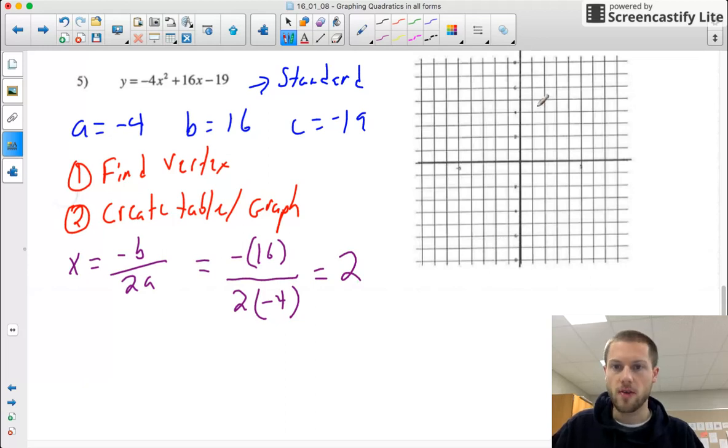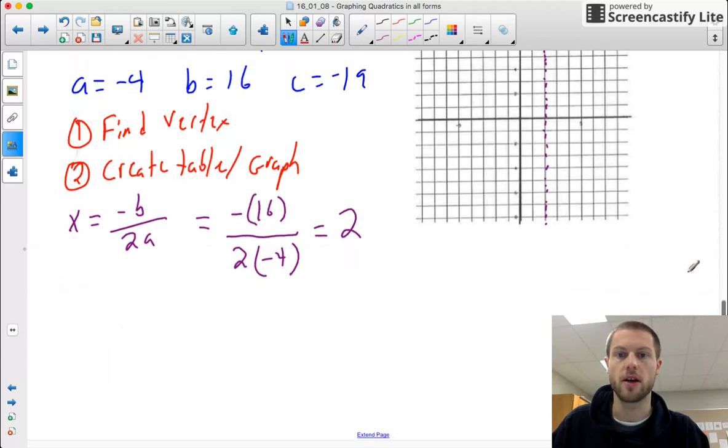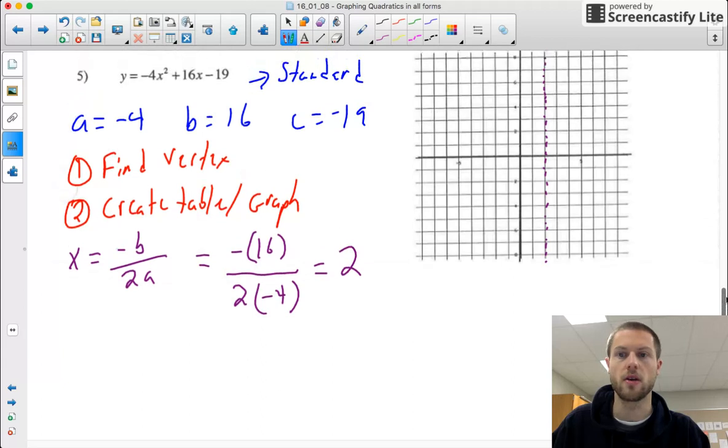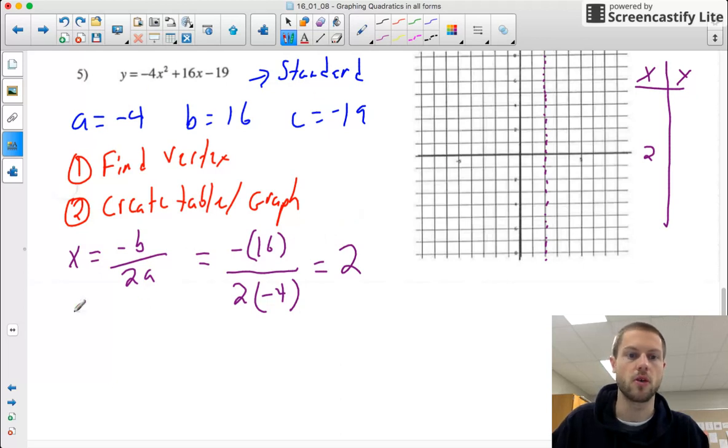So what I know so far is that the x-coordinate of my vertex will be somewhere along this line. What I also know is that this dotted line that I just drew must be my axis of symmetry. It's going to go through the vertex. So I could even begin a table if I wanted of x and y values. I know that 2 is going to be in the center of my x values for my table. So let's figure out where the y coordinate is when x is equal to 2.